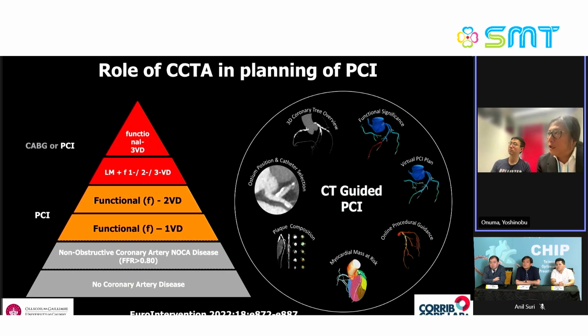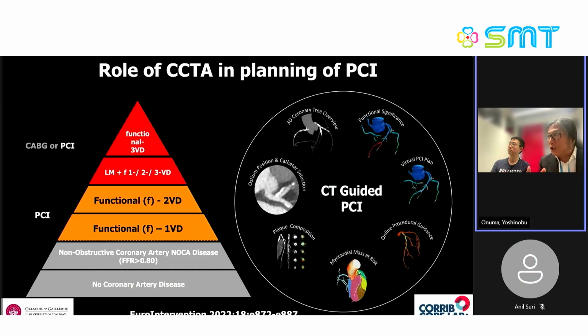So the CT-guided PCI is the first. You can look at the 3D coronary tree overview. You can see functional significance, also per lesion. You can also do the virtual PCI plan using HeartFlow, for example. You can have online procedure guidance.